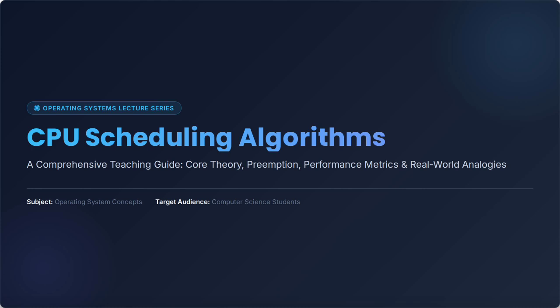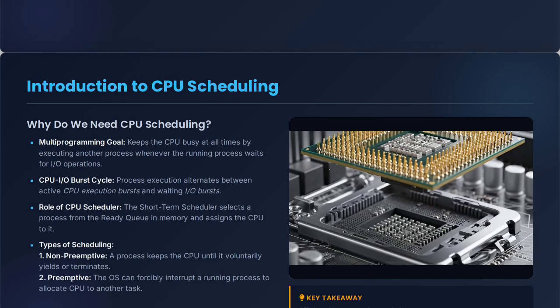Today we are going to learn about CPU scheduling. Think of a CPU as the brain of a computer. At any given moment, many tasks or programs want to use this brain. CPU scheduling is the process by which the operating system decides which program gets to use the CPU first, for how long, and who waits in line. Okay, first, an introduction to CPU scheduling.